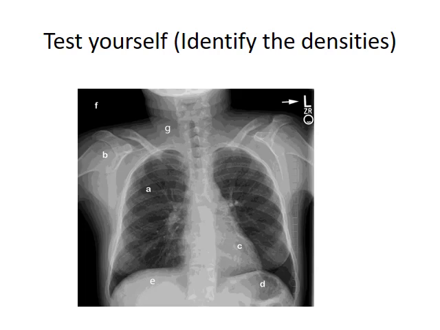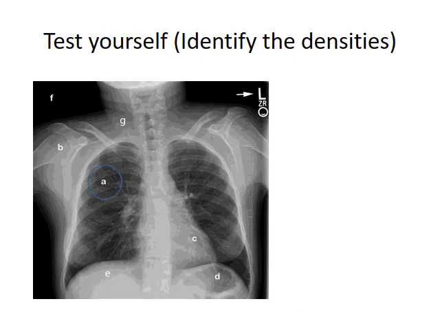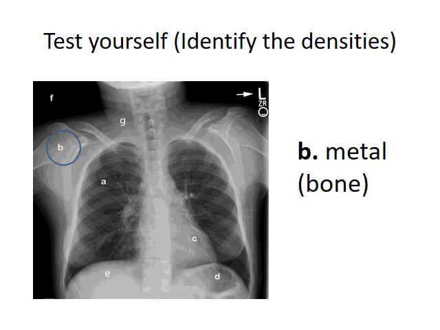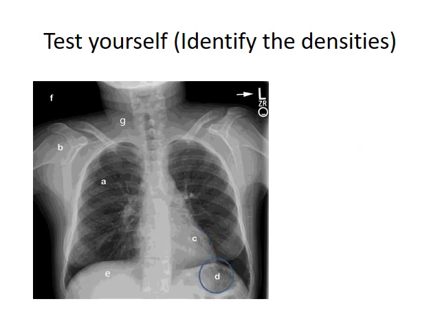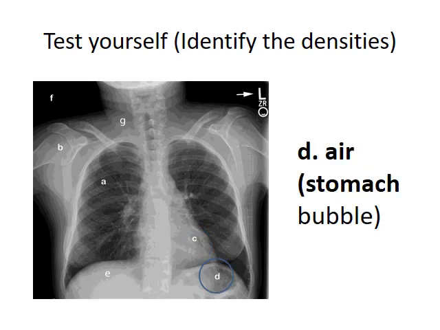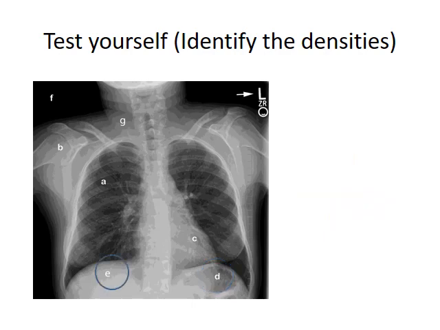So test yourself, identify the densities in this X-ray. A is lung, so it's air density. B is a bone, it's metal density. C is heart, it's water density, it's soft tissue. D is stomach bubble, so air density. E is liver, it's water density.